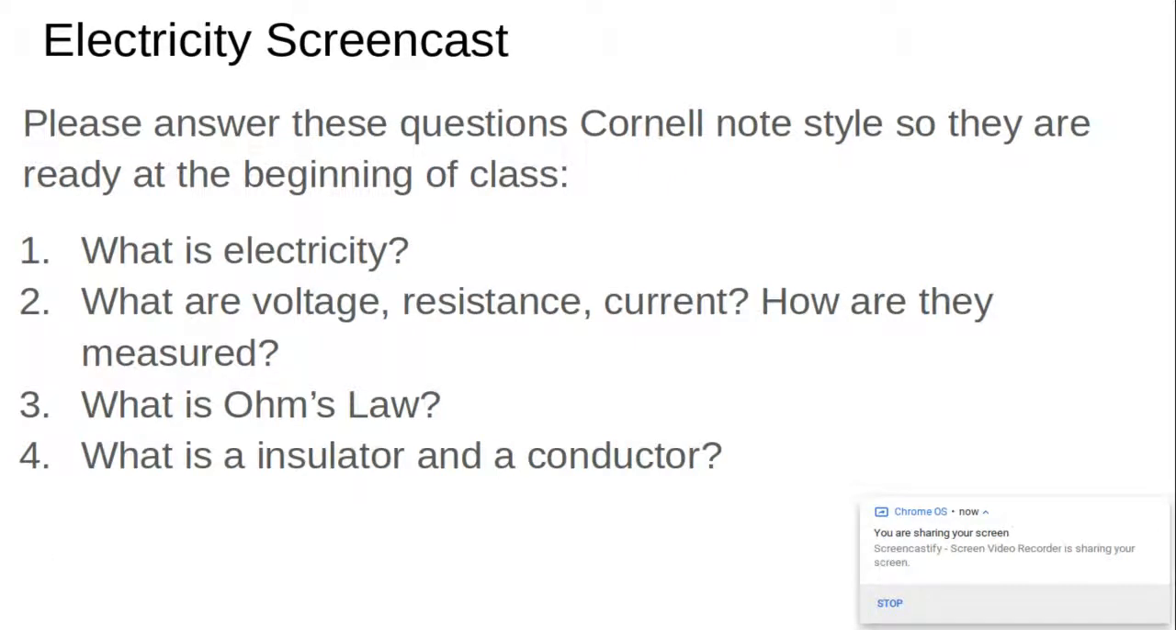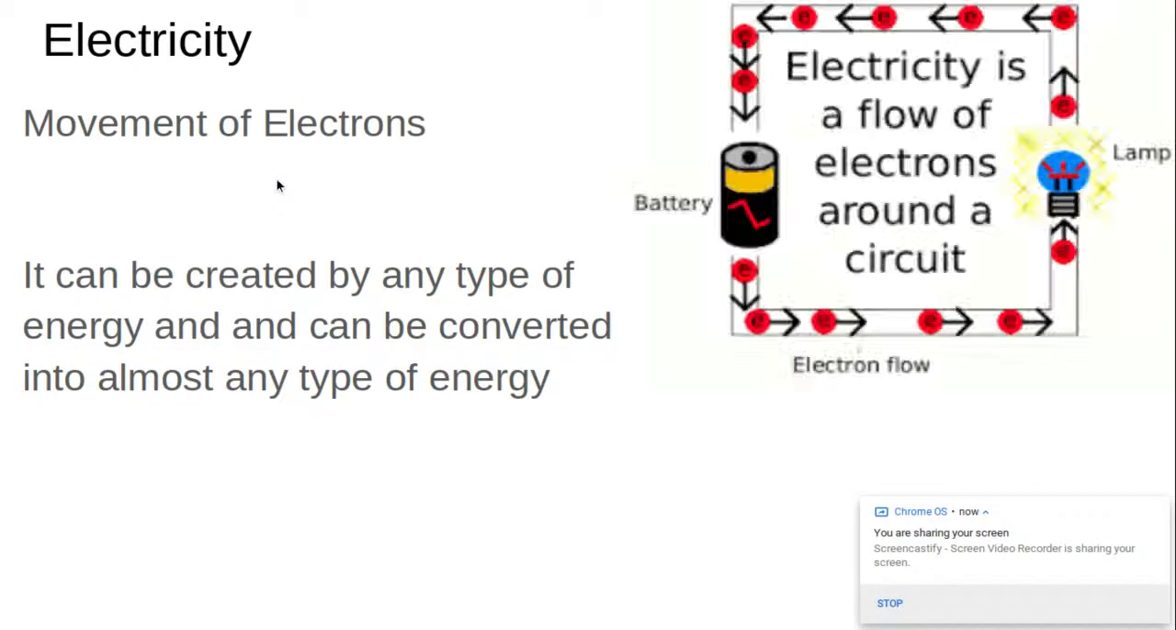Please answer these questions Cornell Notes style so they're ready for the beginning of class tomorrow. I will check them. Okay, so let's get into it.